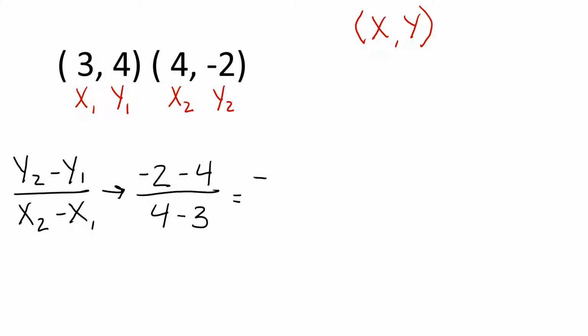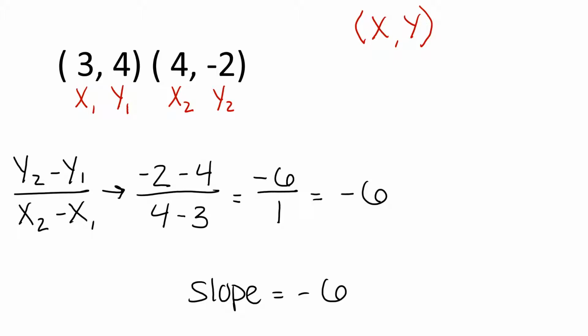-2 minus 4 is going to give us a -6. 4 minus 3 is 1. -6 divided by 1 is -6. We have a slope of -6.